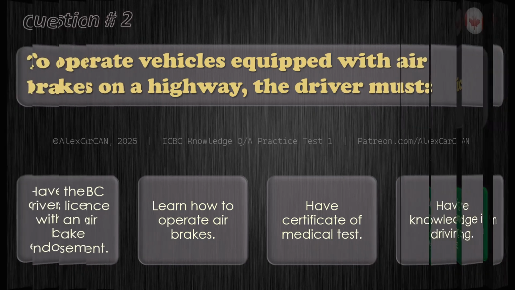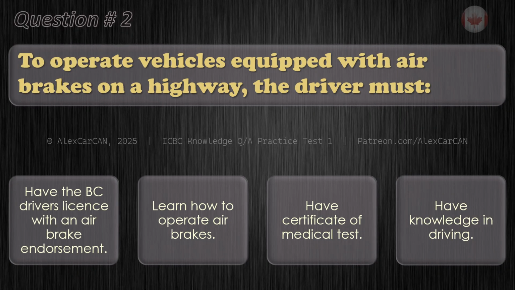Question number 2. To operate vehicles equipped with air brakes on a highway, the driver must have the BC driver's license with an air brake endorsement. Learn how to operate air brakes. Have certificate of medical test. Have knowledge in driving. The correct answer is have the BC driver's license with an air brake endorsement.